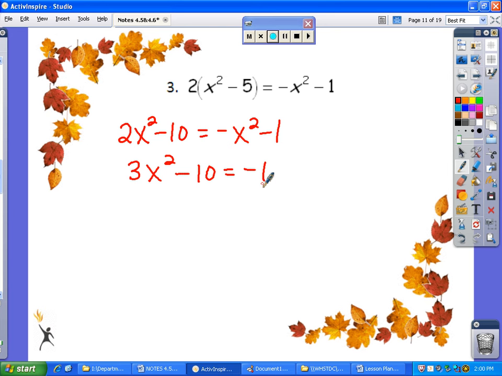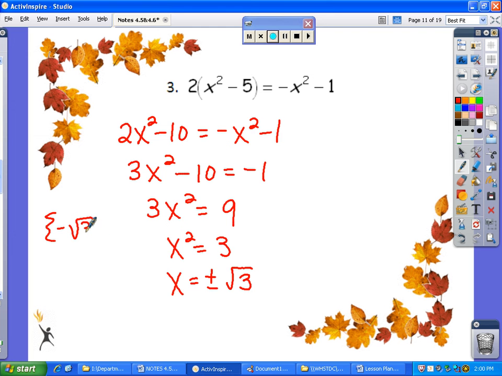Now let's add 10. So we're going to get 3x squared is equal to 9. Divide by 3. x squared is equal to 3. Square root both sides. We're going to end up with x is equal to plus or minus the square root of 3. Here again, it's an irrational answer. So our two solutions are negative square root of 3 and positive square root of 3. When you check your answers here, you're going to get decimal approximations.